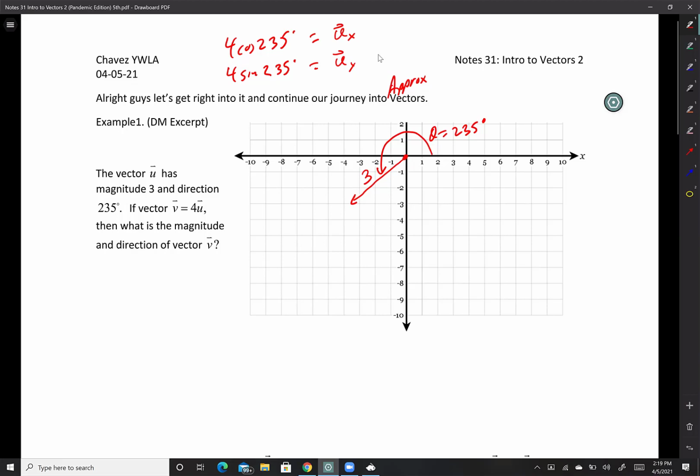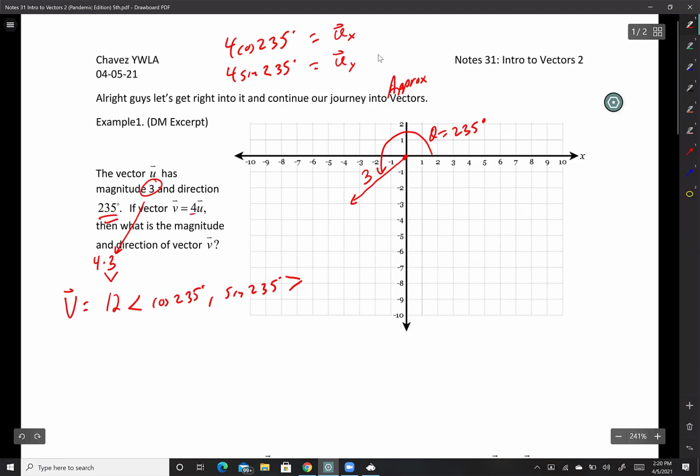Then it says vector v equals 4u. So vector v is 4 times this amount. Let me go ahead and write it here, guys. Vector v is going to be 4 times 3, which is 12. Where did that 12 come from? It came from 4 times 3, and that's that 3 there. And then the direction is going to be the same: cosine 235 degrees, comma, sine 235 degrees. So here's how you say direction in the x, direction in the y.